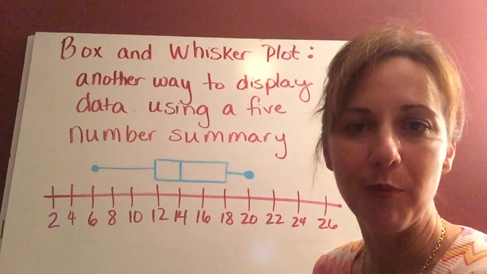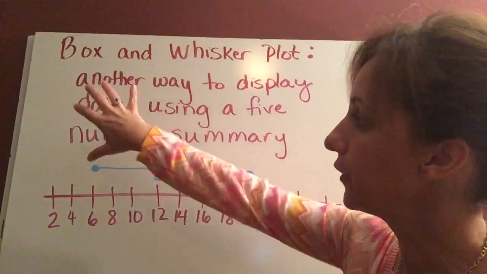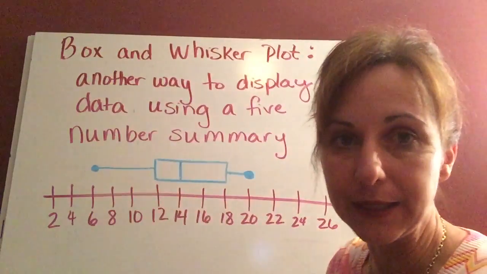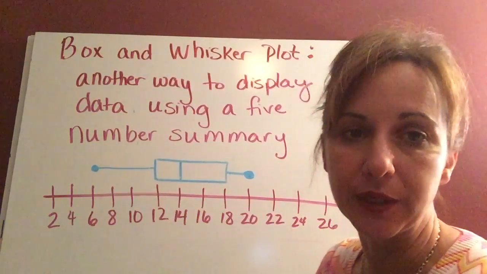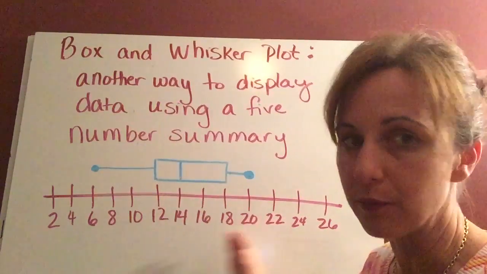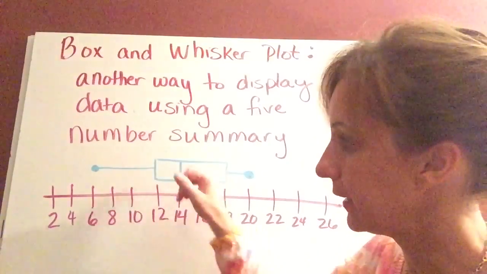Okay, today we're talking about box and whisker plots. And we're going to do that by, first of all, writing the definition. A box and whisker plot is another way of displaying data using a 5-number summary. So this is a picture of a box and whisker plot. You have a basic number line using correct intervals, and this is the box, and these are the whiskers.